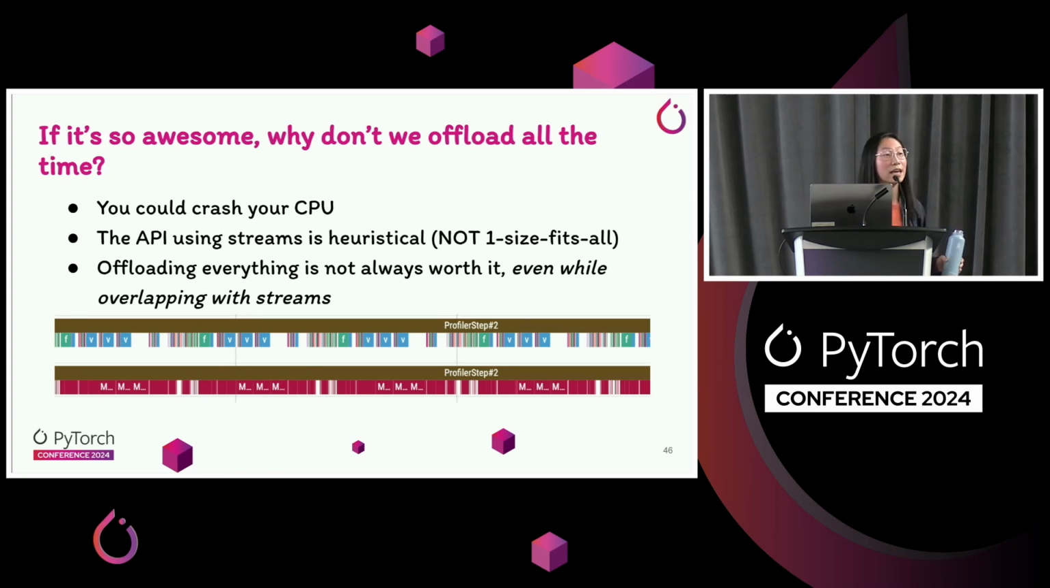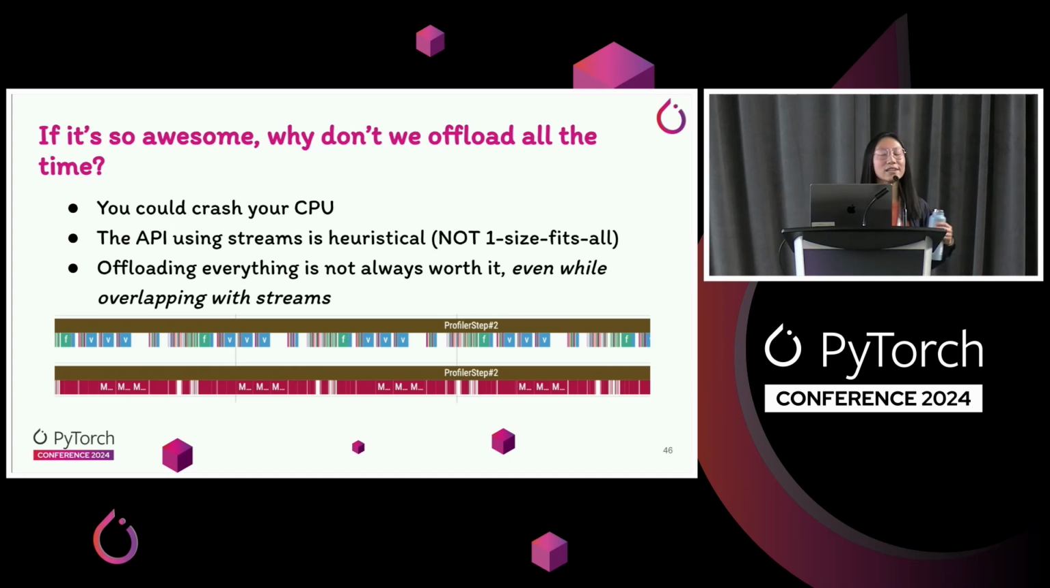And also, the API using streams and CUDA is quite based on heuristics. This worked out for llama-based models with some tuning on my end. And it should work if you're also doing a llama-based model, but I'm acknowledging there are a bunch of other models out there. So streams is not one size fits all. And even then, even if it was one size fits all, offloading everything is not really something that you want to do all the time.